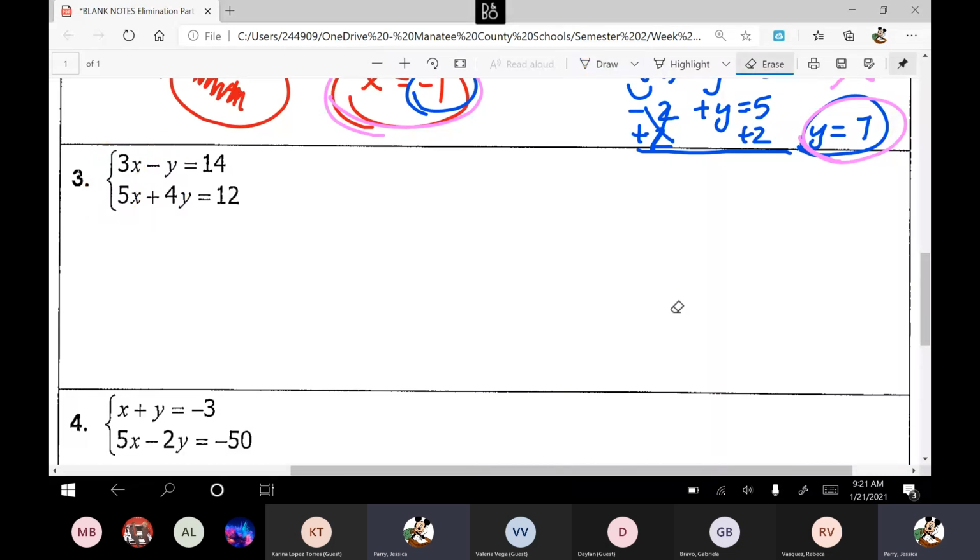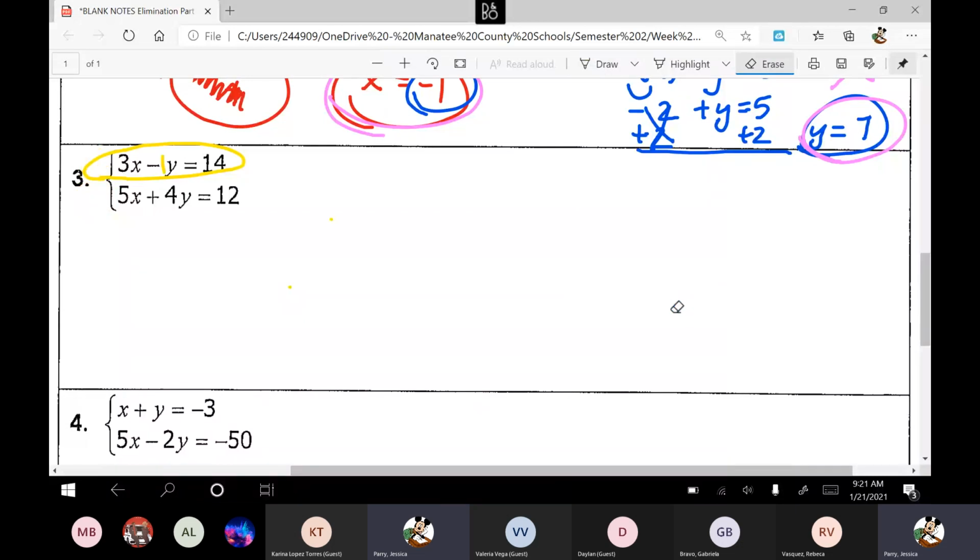Okay, so let's look for our equation. Which equation, the first one or the second one, has the coefficient of invisible 1? Go ahead and write in the chat for me, please. Awesome. Correct answer is the first equation. The y value has the coefficient of invisible 1.